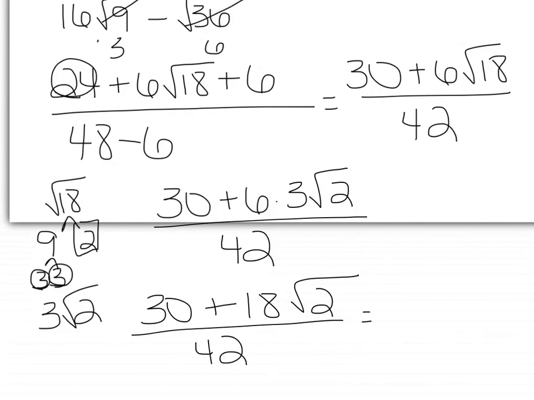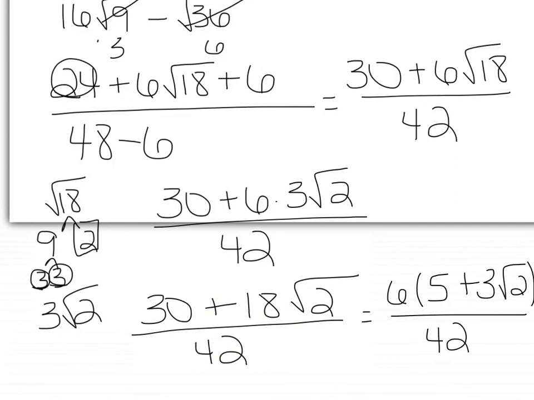Now again, in order to be able to reduce anything, you have to factor something out of this. You can't just reduce because of this plus sign. So what do 30 and 18 have in common? They have 2 in common. They have 3 in common. They have 6 in common. No, I think 6 is as high as it's going to go. Let's see. So if I factor out a 6, I'm left with 5 plus 3 square root of 2, and it's all over 42.